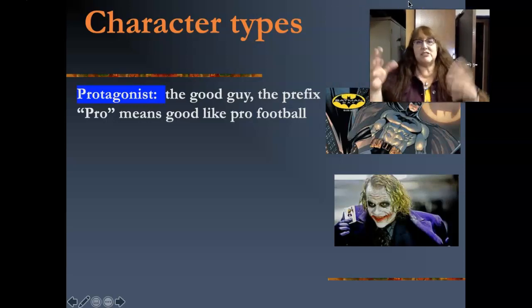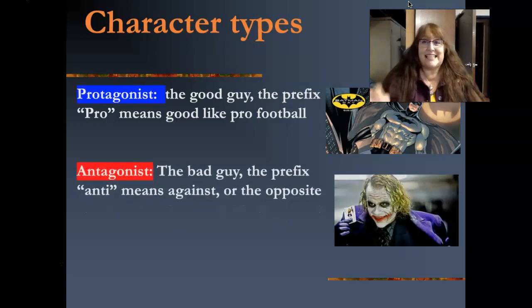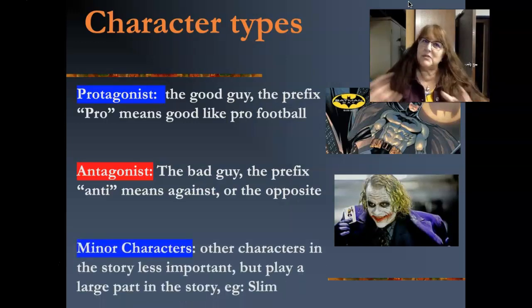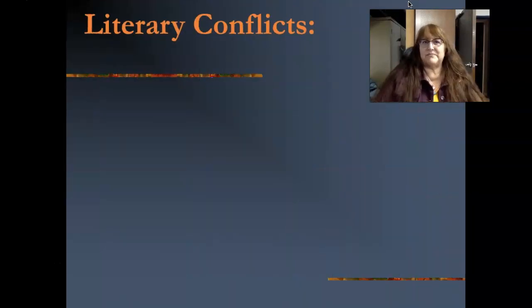Okay, the protagonist is a good guy. Batman's a good guy. The prefix pro means good, like in pro football. Antagonist is a bad guy, and the prefix anti means against or the opposite of. There's the evil Joker. And there's always minor characters. There's protagonists, antagonists, and minor characters. And the minor characters are other characters in the story that are less important, but they play a large part in the story, such as Slim in Of Mice and Men. He's important, but he's still a third level minor character.